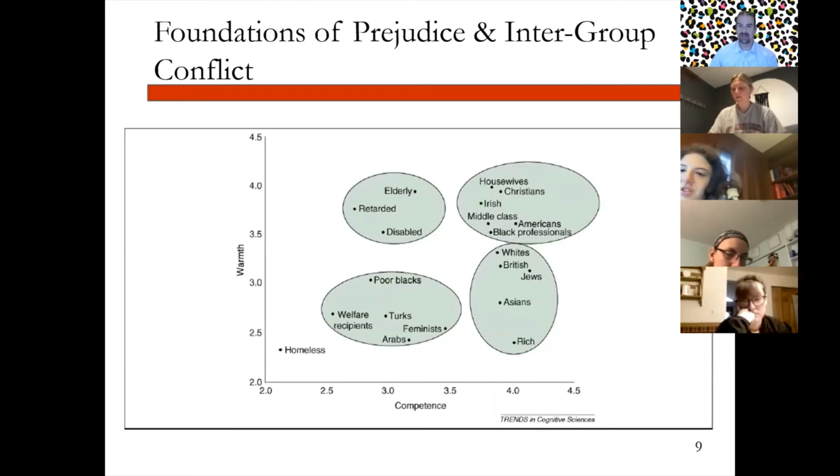Okay, so if we look at our table here, we can think of individuals starting first with low in competence and low in warmth as being poor Blacks, Arabs, welfare recipients. We see individuals who are homeless are seen as cold, so they're not very outgoing, sociable, caring, and they're low in competence. On the other end of the spectrum, going on a diagonal here, we see those that are seen as both high in warmth and high in competence include housewives, Christians, Irish, middle class Americans, Black professionals, where they're seen as having a high level of intelligence, able to problem solve, but they're also warm and caring. So they're able to support others. They're concerned about the interaction. For those who are intelligent but low in warmth, we see this as rich, Asians, Jews, British, or whites. So these are some of the categories.